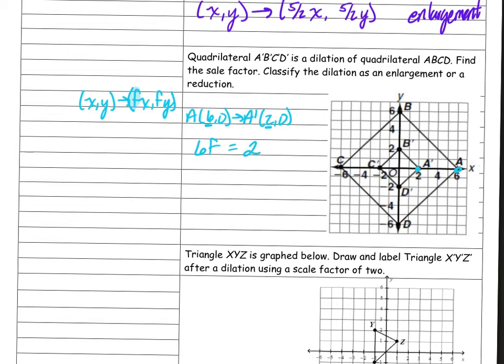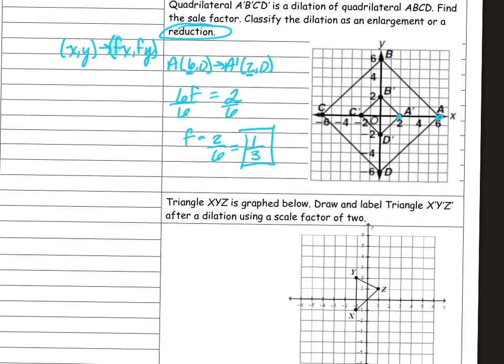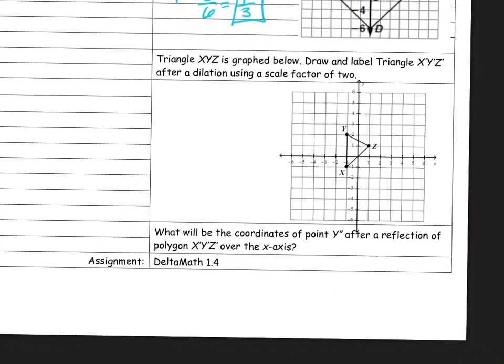F of x needs to be my y term. So what do I multiply 6 by to get 2? Well, now it's just an equation you know how to solve. So now I'm going to divide by 6, and f is going to equal 2 over 6, which is 1/3. So my dilation is 1/3. My scale factor is 1/3. So now is that an enlargement or a reduction? It's a fraction, right? So is my numerator smaller than my denominator, or is it bigger? Well, 1 is smaller than 3, so that means this is a reduction. Okay? Nice job.